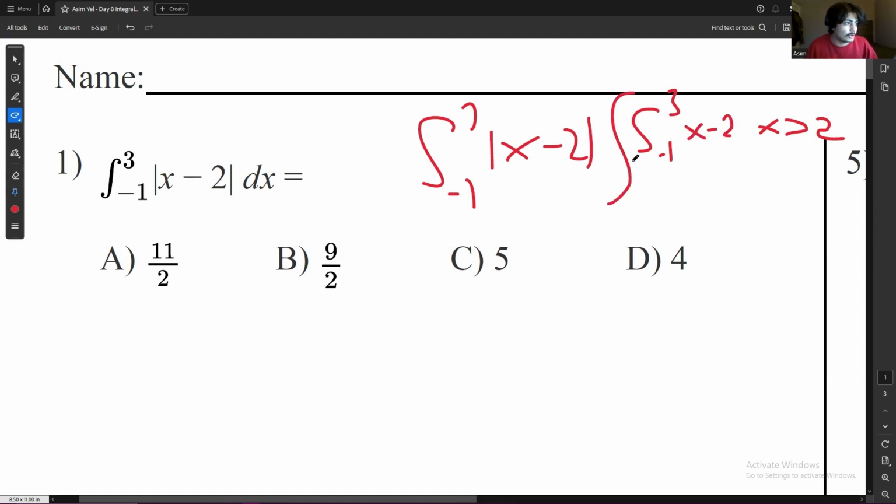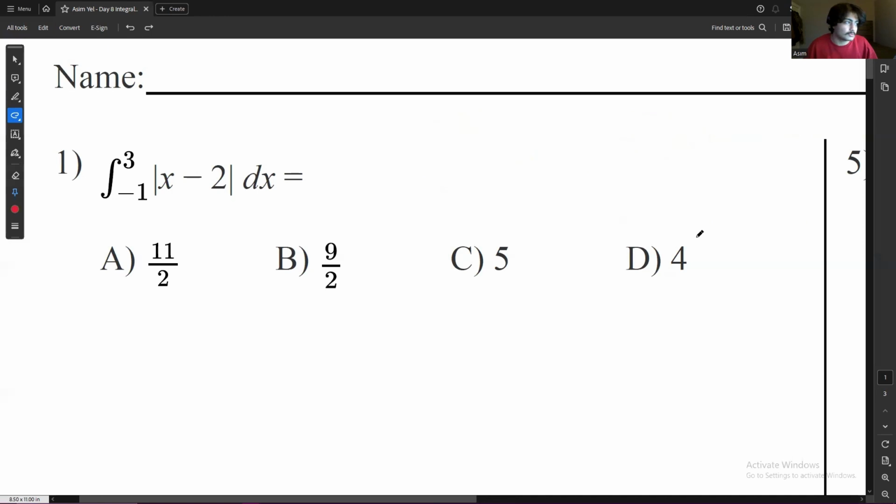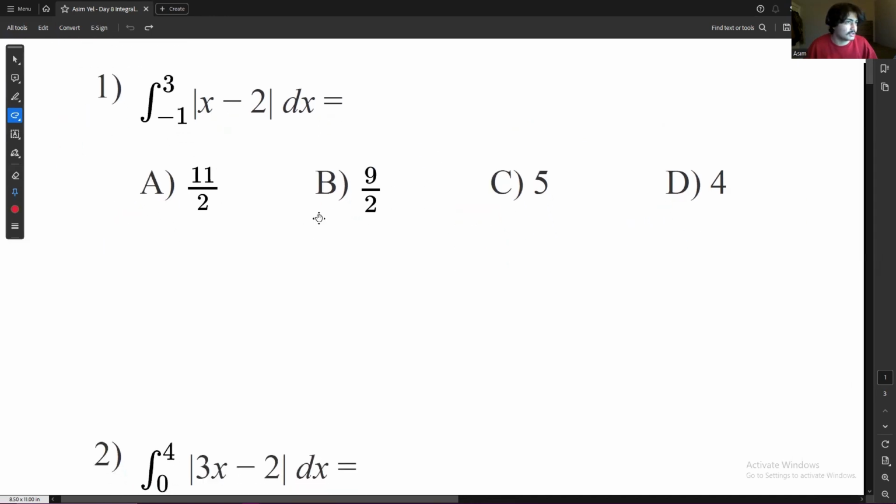And in the other case, x is less than or equal to 2. In this case, I'm going to multiply by -1, because otherwise I would get a negative value, and I don't want that. So I'm going to write negative x plus 2 and integrate this function. If you know how to integrate, you can find the integrals and solve for those cases.